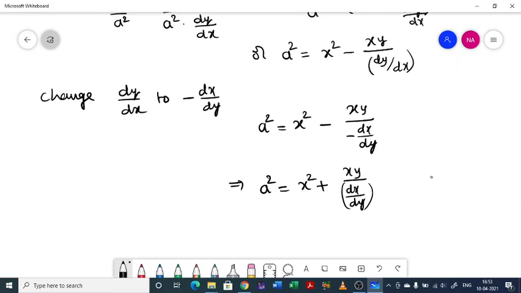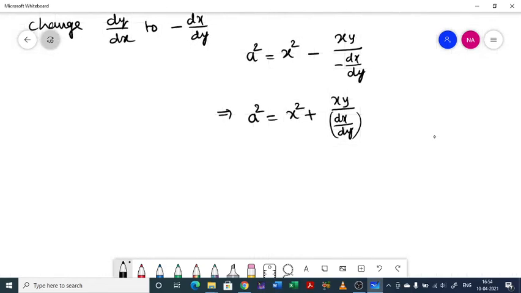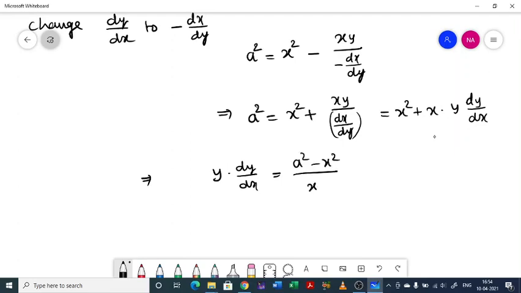So now this becomes x square plus xy, okay. From this we have y into dy by dx. I think this we can write as x square plus x into y into dy by dx. So we have a square equal to x square plus x into y into dy by dx. So from this we can write y into dy by dx equal to a square minus x square divided by x.